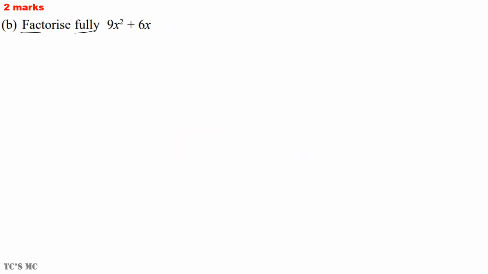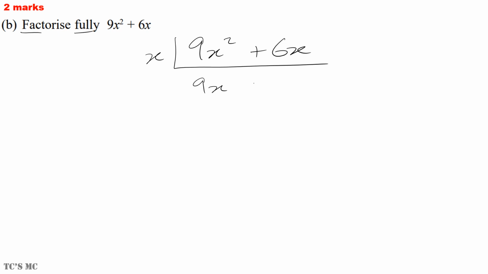Factorize fully 9x squared add 6x. I like to use the upside down bus stop method. So I need to think of a factor of 9x squared add 6x. I can use x. 9x squared divided by x is 9x. 6x divided by x is 6. Now I need to think of a factor of 9x add 6. I can use 3. 9x divided by 3 is 3x. 6 divided by 3 is 2. Now I need to think of a factor of 3x add 2. The only factor is 1, so now I stop.